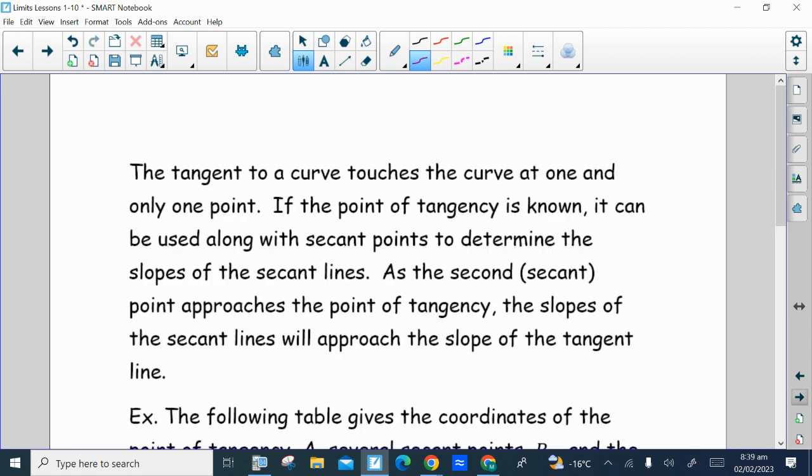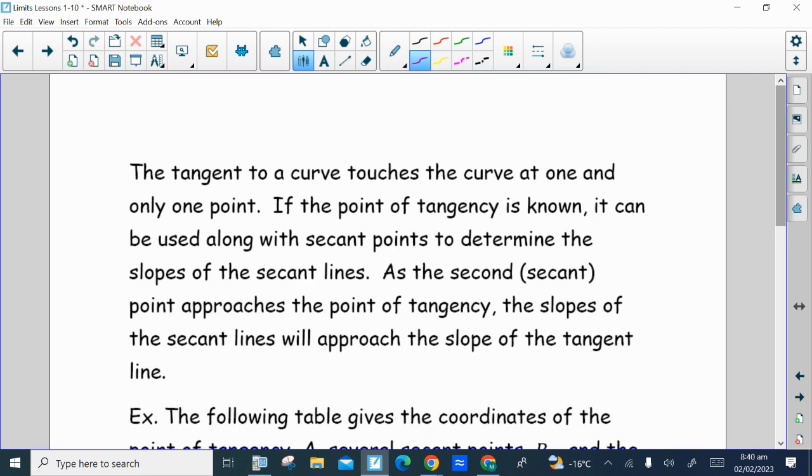What we're going to be finding, though, is a tangent line. A tangent is a line that touches the curve at only one point. If the point of tangency is known, it can be used along with secant points to determine the slopes of the secant lines. As the secant point approaches the point of tangency, the slopes of the secant lines will approach the slope of the tangent line.